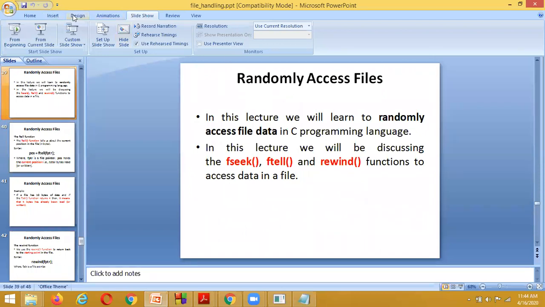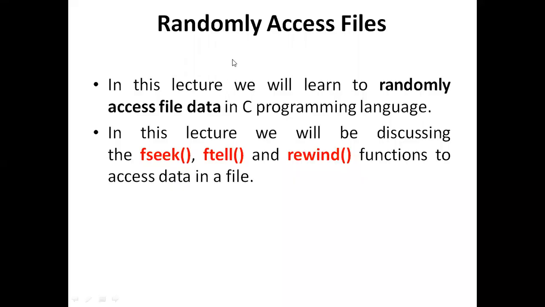Random access files. From where to where we want to read the information in the file, and where the current cursor is inside the file: for that we have one functionality called ftell. And if I want to read the information from the starting onwards, the functionality we need to remember is rewind.